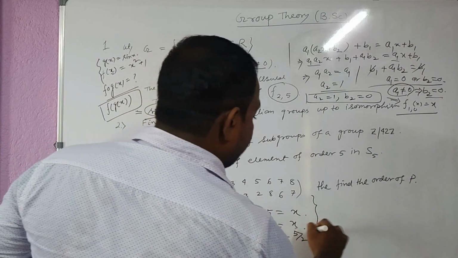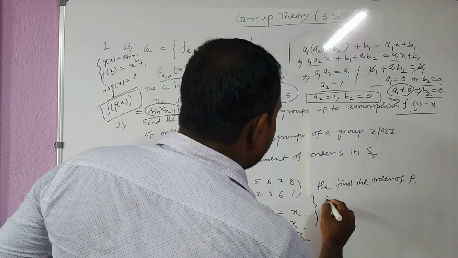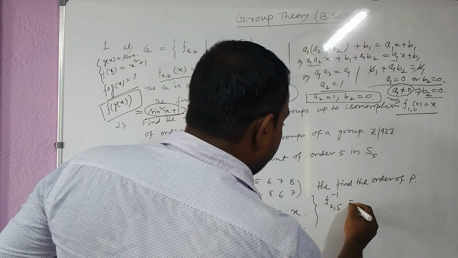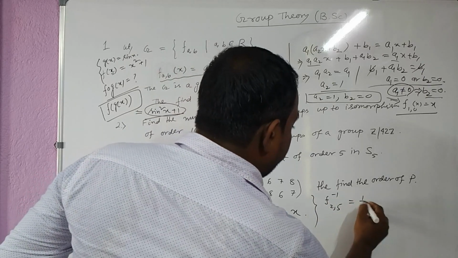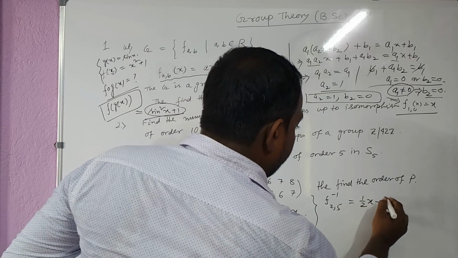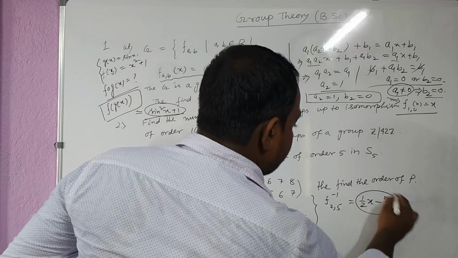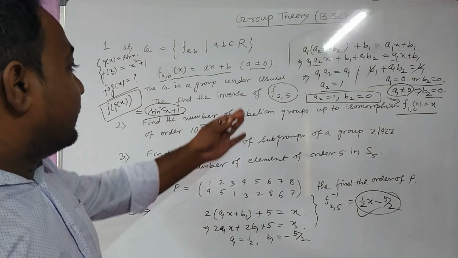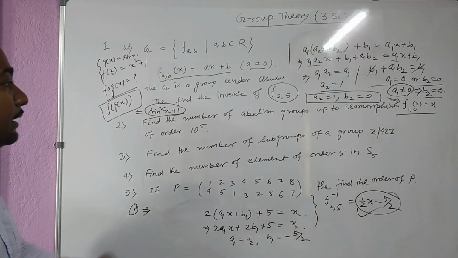So what will be our inverse? The inverse of f_{2,5} we can write this way: a1 equals half and b1 equals minus 5 by 2. So that's it. This is the inverse of this function f_{2,5}.